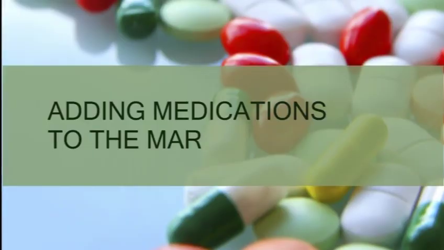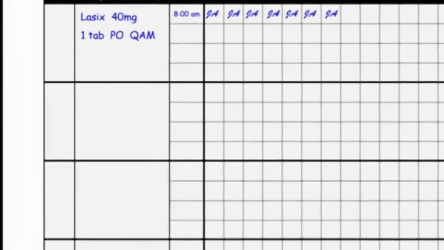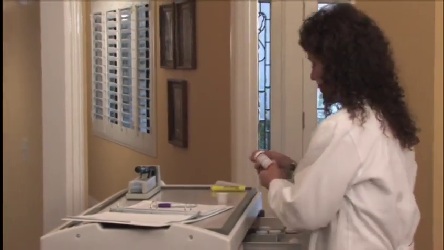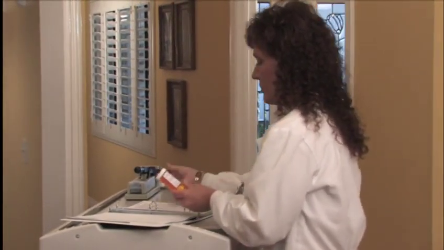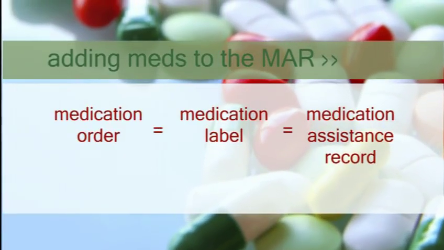When adding a new medication to the MAR, you will begin by finding the next blank medication row that is available. You will list the medication name, strength, dose, the route, frequency, and any further instructions provided in the physician's order. Again, be sure you are working directly from the written physician's order and that you are verifying that information according to the medication container's label as well. The medication order, label, and MAR must match exactly.